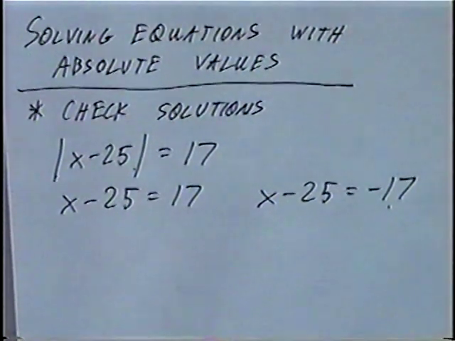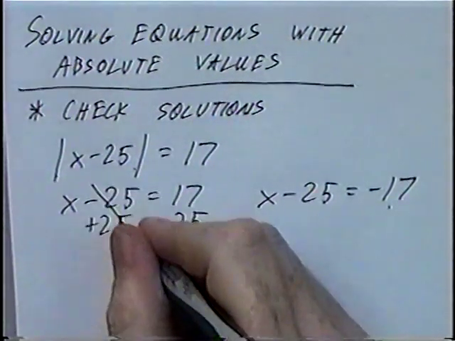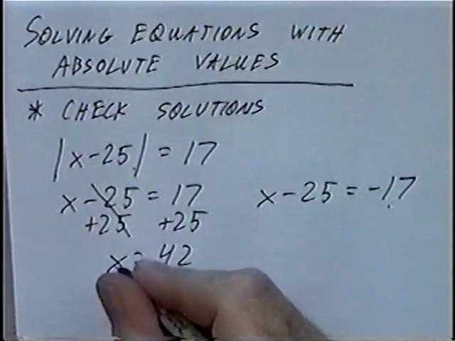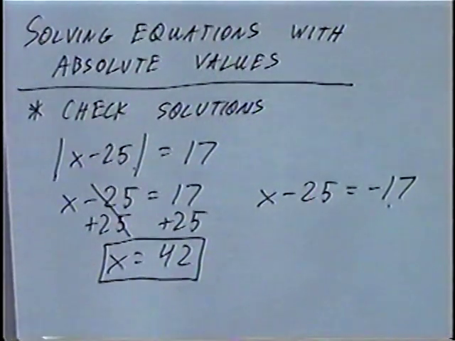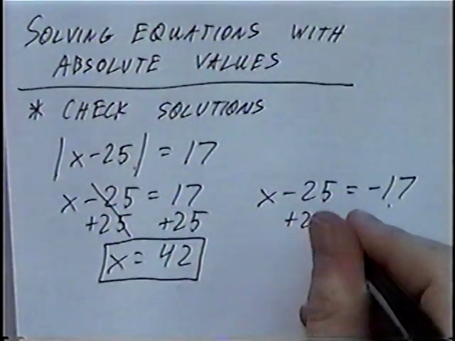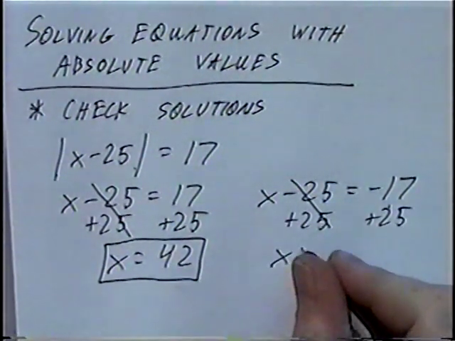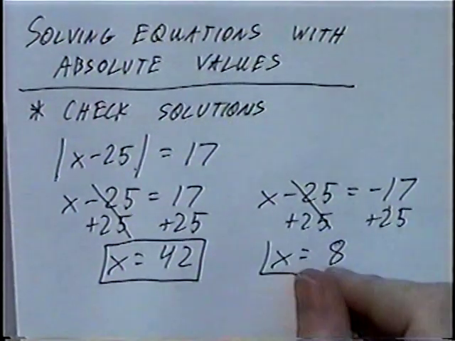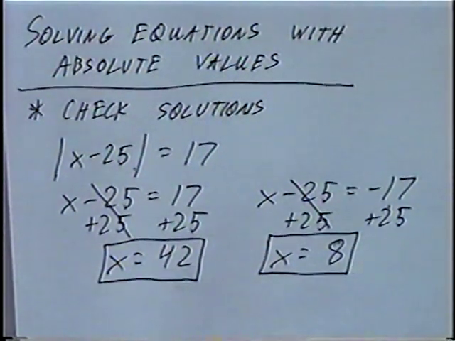Solving the first equation, we can add 25 to both sides, and x equals 42. The second answer, or second equation, again, we can add 25 to both sides, and x equals 8. So we have two answers, or two possible answers, x equals 42 and x equals 8.